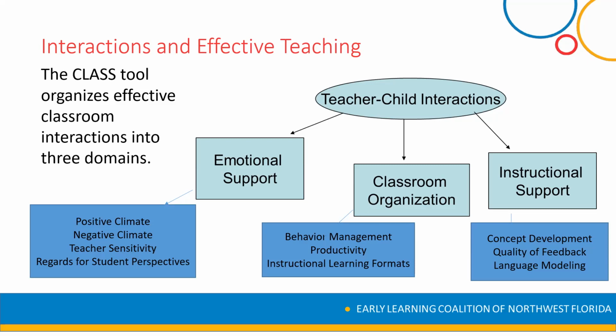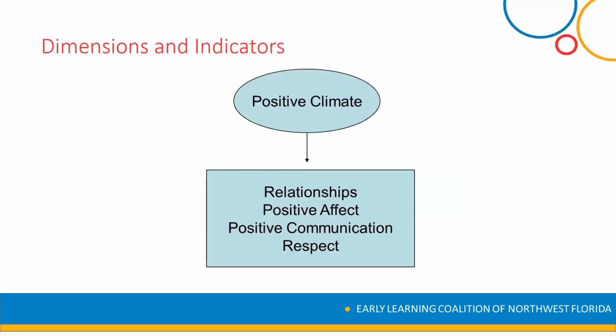We're going to start with the emotional support domain. We're going to start with positive climate. In it we have relationships, positive affect, positive communication, and respect. For relationships, it's about getting on the children's level and talking to them. It's about making eye contact. It's about using their names, letting them know you're happy they're there.